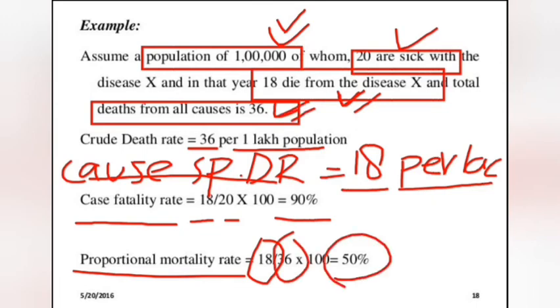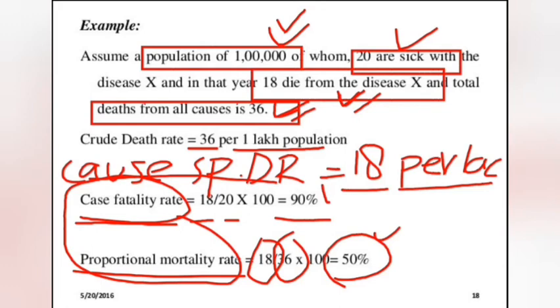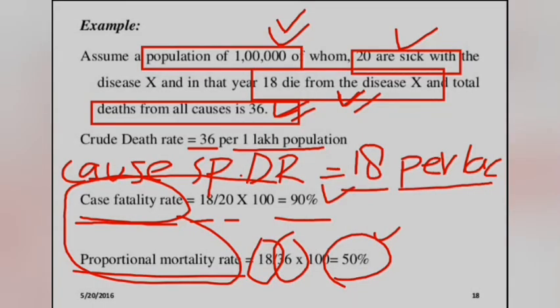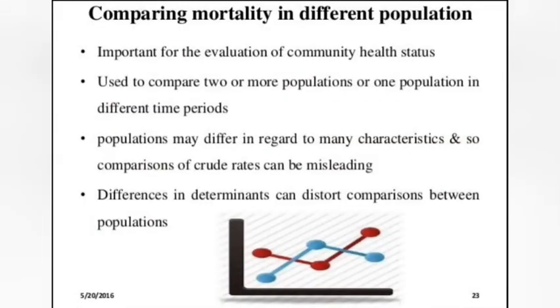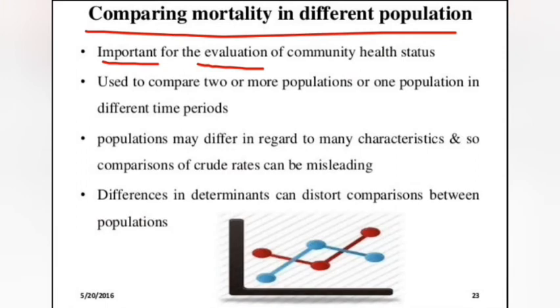So case fatality rate and proportional mortality rate are proportions which are expressed in percentage, and crude death rate and cause specific death rate are rates. They tell us the exact number of deaths, and proportions tell us the percentage of the deaths. Comparing the mortality in different populations is important for the evaluation of community health status. We can compare two or more populations, or one population in different years or time periods.